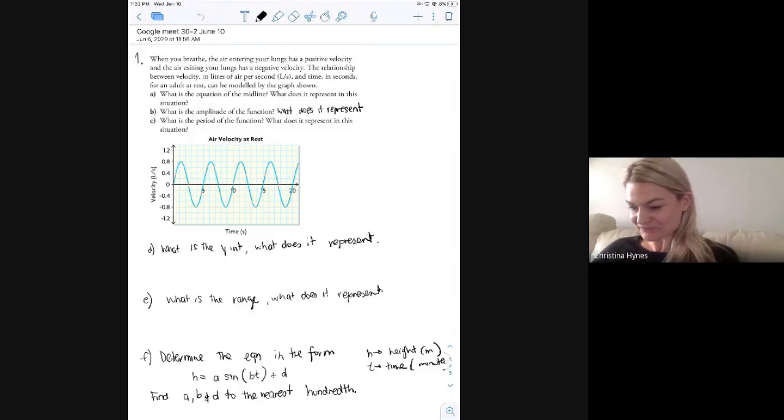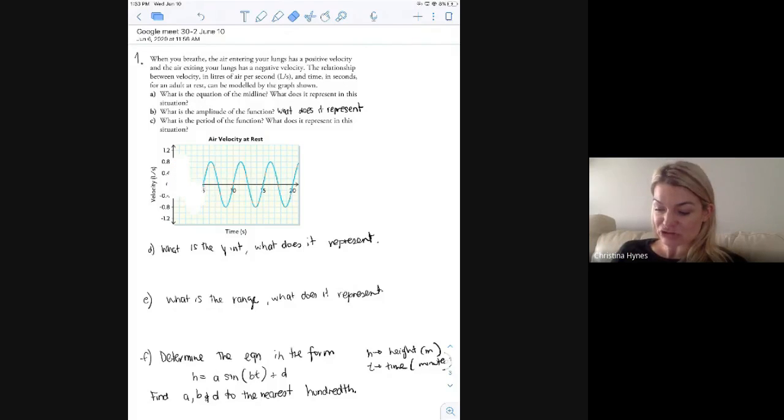Okay, so our first question is about inhaling and exhaling. When you breathe, the air enters your lung with a positive velocity, and the air exits your lung with a negative velocity. So for example, this is your inhale, and then you're going to your exhale. Now, an inhale and exhale will represent one cycle, meaning one period.